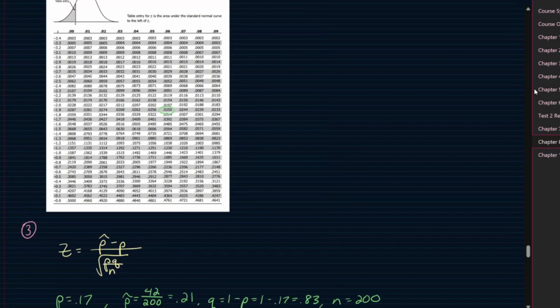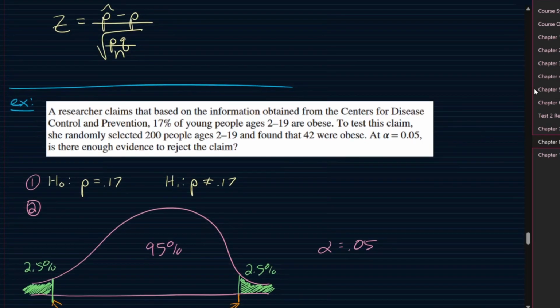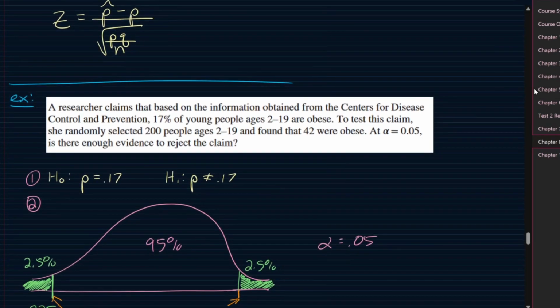So, we're assuming that the population proportion is whatever they say it is. And then in this case, she thinks that 17% of young people ages 2 to 19 are obese. So we set that as our assumption, and then we try to disprove it, essentially. We don't know if it's higher, we don't know if it's less. So our alternative hypothesis in this case is p is not equal to 0.17.